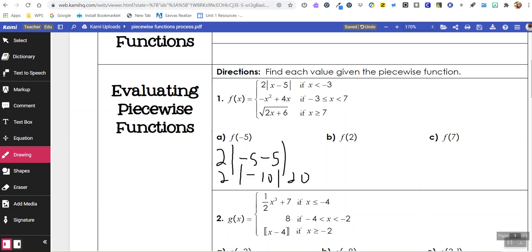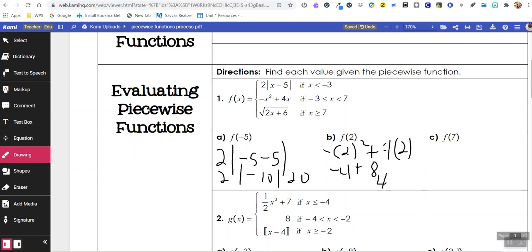Make sense? To do f of 2, do you go in the top, the middle, or the bottom? It looks like you go in the middle. So it's -2 squared plus 4 times 2. When you do that, 2 squared is 4, so you get -4 plus 8, and that gets you 4.